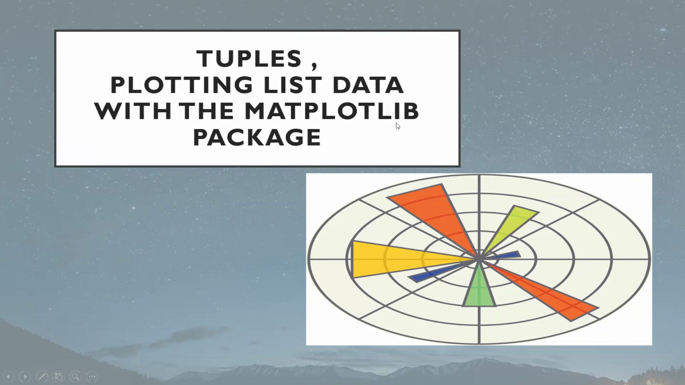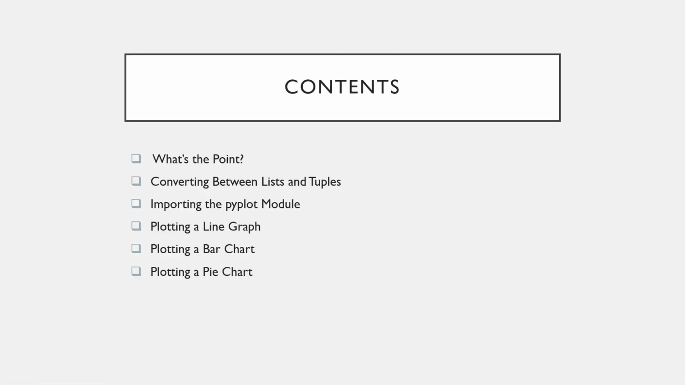Here, the Matplotlib package means, in this picture you can see a pie chart, graphs and colors, all this. So we can plot these graphs by using this Matplotlib package, and let's see how we can install it, how we have to use it, and how we can plot this graph. Here you can see the contents: converting between list and tuples, importing the pyplot module, plotting a line graph, plotting a bar graph, and plotting a pie chart.